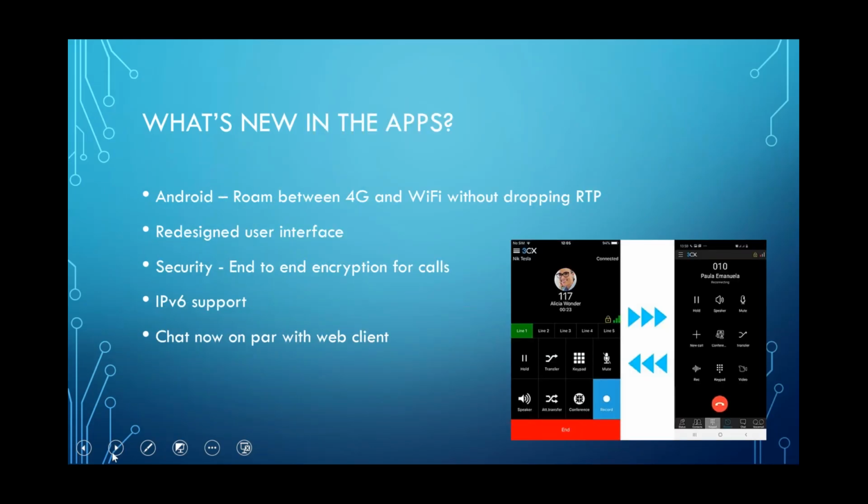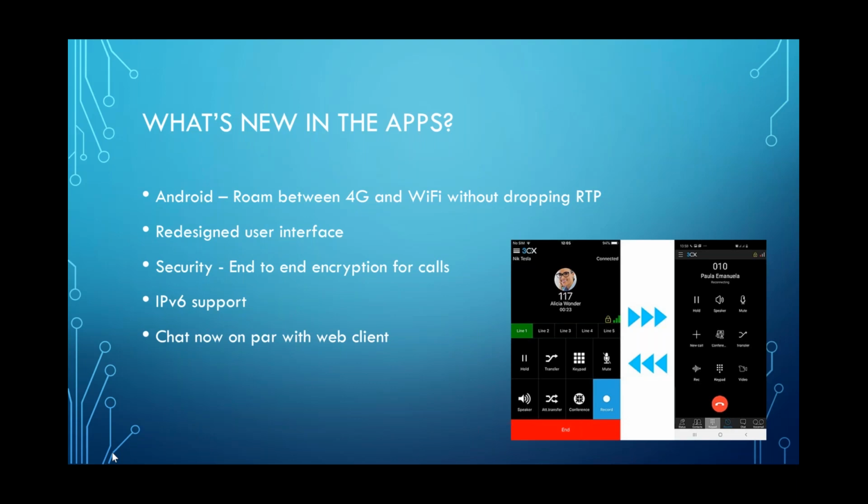There we go. So what's new in the applications? The user interface is a lot nicer, which is really cool. We've covered off the Android changes where it can swap between Wi-Fi and a mobile connection. They've also improved the security in there as well. So already 3CX with the mobile applications was using port 5090, but now there is end-to-end encryption for calls, which is really good from a security standpoint.